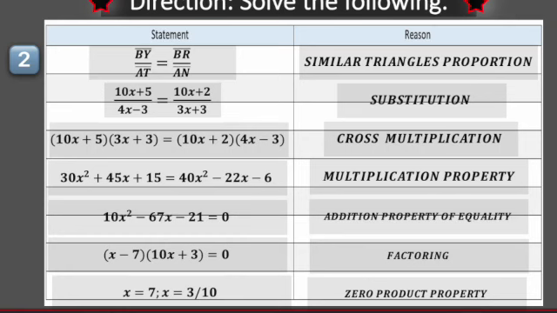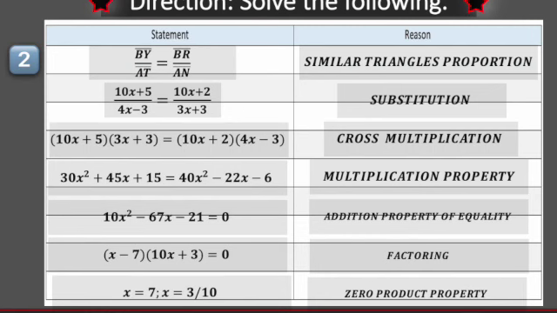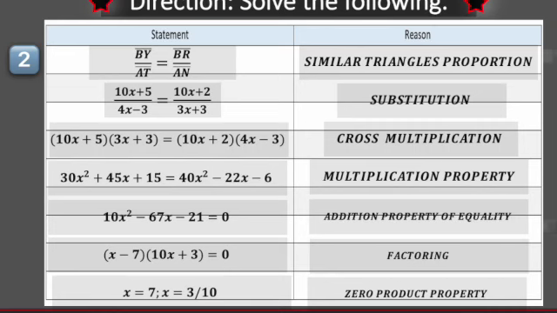4x minus 3. Then, by using the multiplication property, I simplified it at the same time, using the FOIL method, because a binomial is multiplied to a binomial. We got 30x squared plus 45x plus 15 equals 40x squared minus 22x minus 6. Next statement, I also simplified at the same time. The reason would be addition property of equality. The final answer here is 10x squared minus 67x minus 21 equals 0.